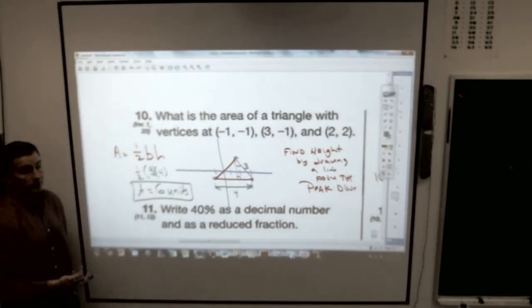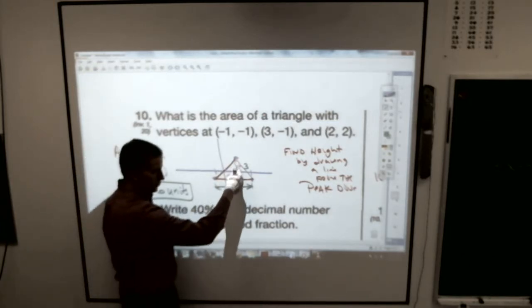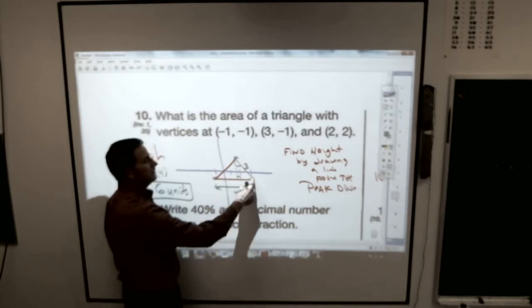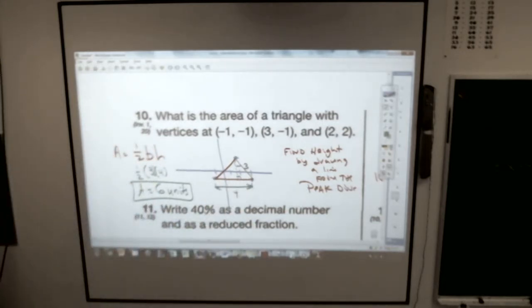And it doesn't matter where tomorrow's triangle is going to be, it will be just like that. You just find that top point, draw a dashed line straight down. That'll tell you exactly how high it is. That's the height. Everybody is happy, ecstatic, overjoyed.